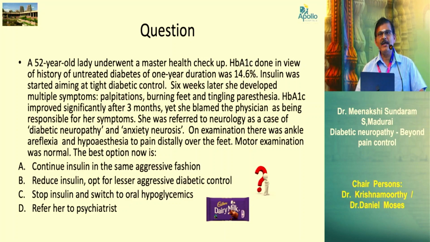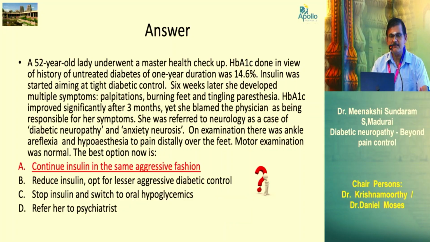B. And why do you say B? Why B? So the diagnosis is perfect. This is treatment-induced diabetic neuropathy. But the answer to this choice is not correct. The answer is continue insulin in the same doses. Why?